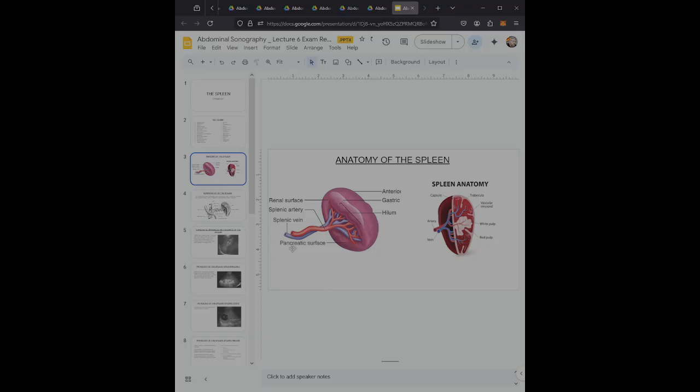The splenic artery enters the spleen at the splenic hilum, and it enters the hilum superiorly and anteriorly to the splenic vein. Now, the splenic vein exits the spleen and travels along the posterior border of the pancreatic tail, and it joins with the superior mesenteric vein posterior to the pancreatic neck to form the portal vein.